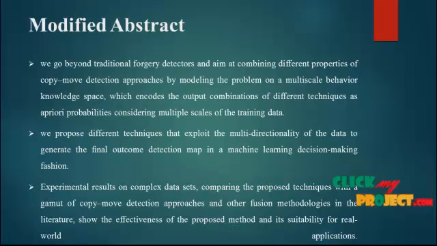The project abstract is: we go beyond traditional forgery detectors and aim at combining different properties of copy move detection approaches by modeling the problem on a multiscale behavior knowledge space, which encodes the output combinations of different techniques as appropriate probabilities, considering multiple scales for training data. We propose different techniques that exploit the multi-directionality of the data to generate the final outcome detection map in a machine learning decision making fashion.